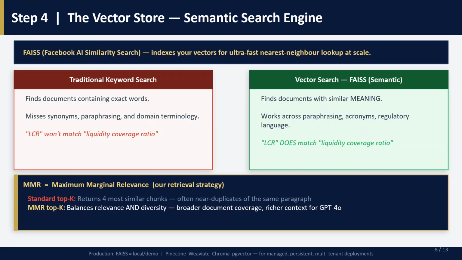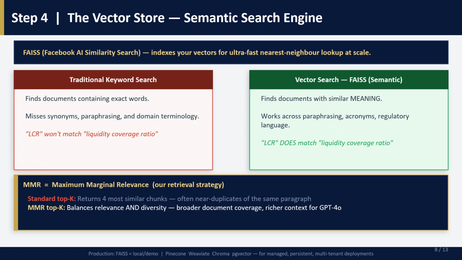Moving to step 4, which is the vector store, the semantic search engine. Step 4 is indexing all those vectors into FAISS, which stands for Facebook AI Similarity Search, needless to say, developed by the Meta group. FAISS is a library optimized for extremely fast nearest neighbor lookup across millions of vectors. So when you ask a question, FAISS finds the vectors closest to your question's vector in a fraction of a second.